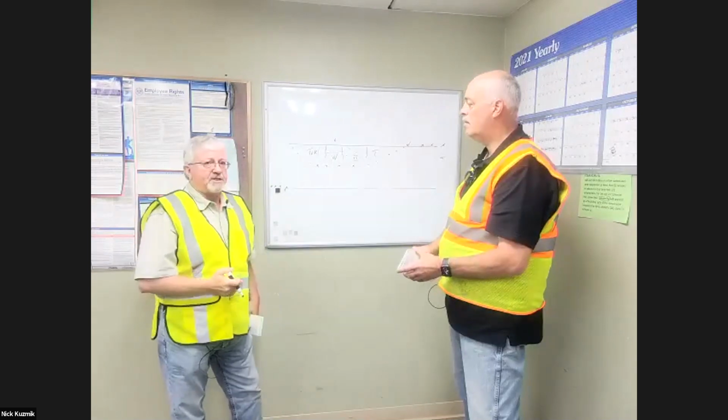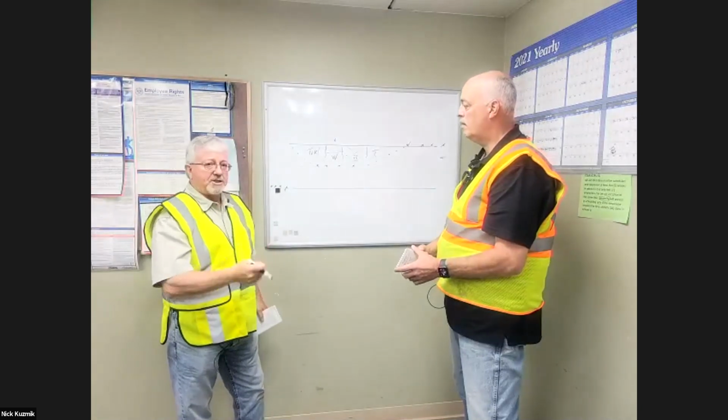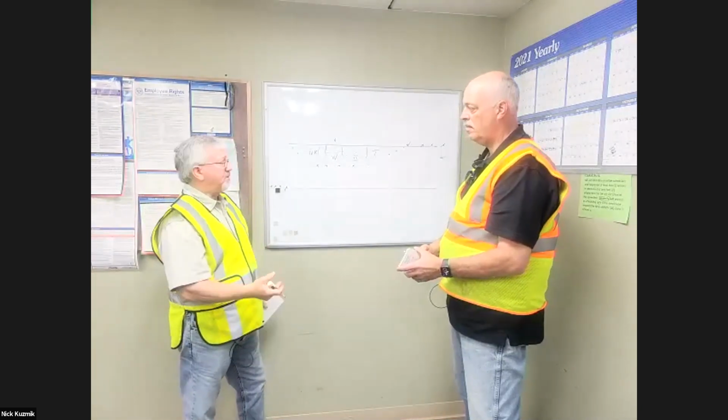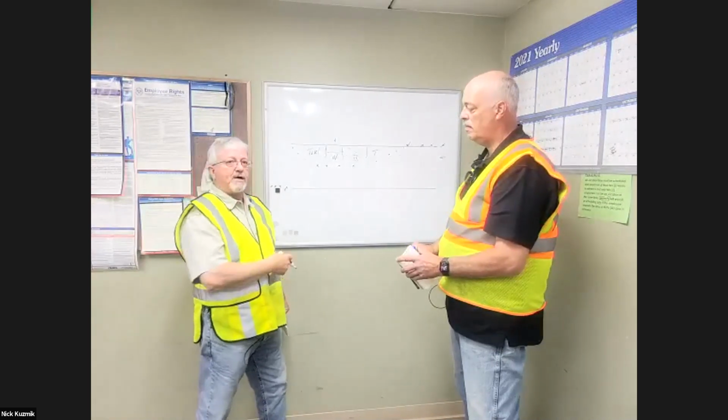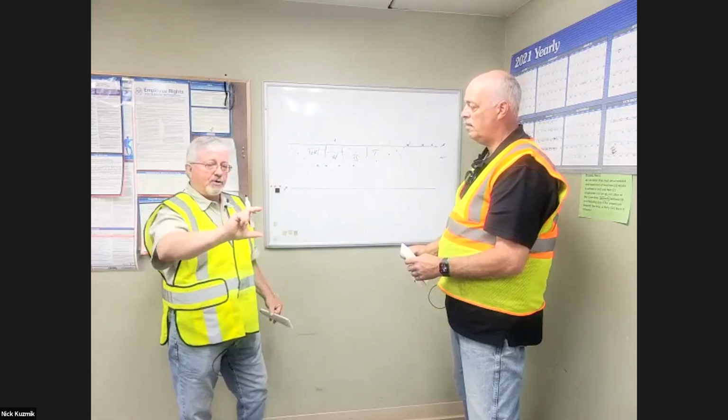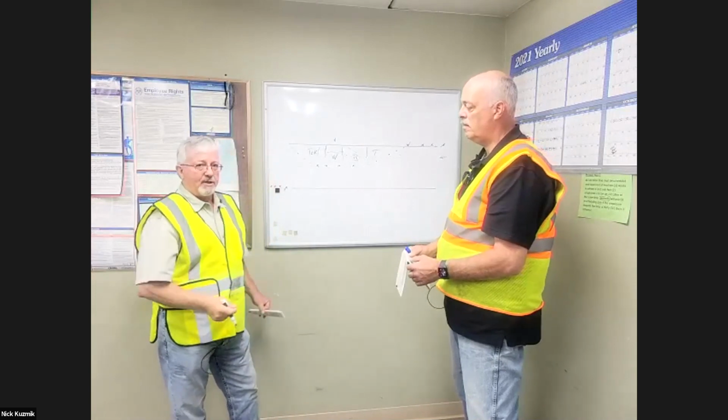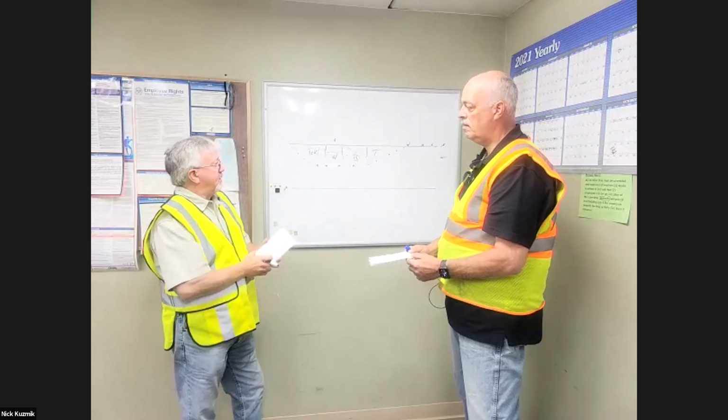Typically with these signs, the minimum is an 18-inch cone, an 18-inch high cone. For anything less than 45 miles an hour, you need a 28-inch sign with two 4-inch retroreflective tape sections on them.